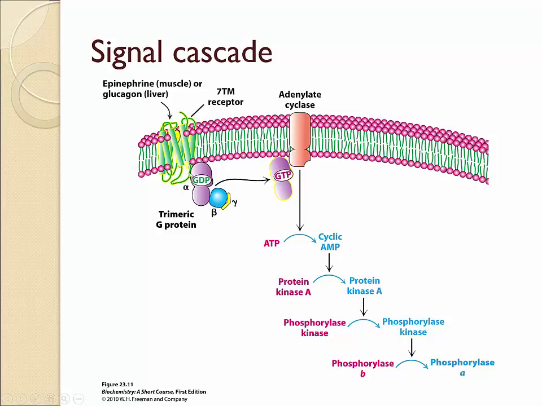Overall, and I'm not going to dwell on this too heavily, the hormone, epinephrine or glucagon, activates a G protein coupled receptor system. The G protein activates adenylyl cyclase, which converts ATP to cyclic AMP. That activates protein kinase A to its active form, and protein kinase A phosphorylates phosphorylase kinase, which becomes active, and phosphorylase kinase phosphorylates phosphorylase B, making it phosphorylase A, and remember phosphorylase A prefers to be active.